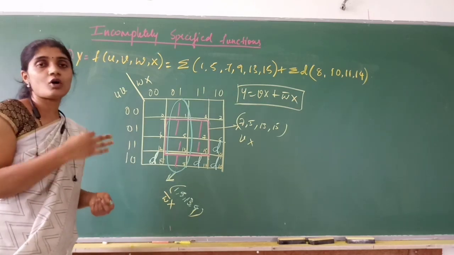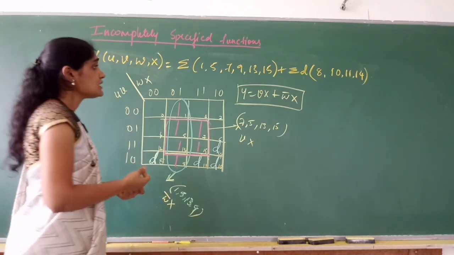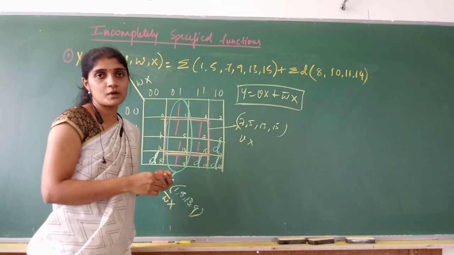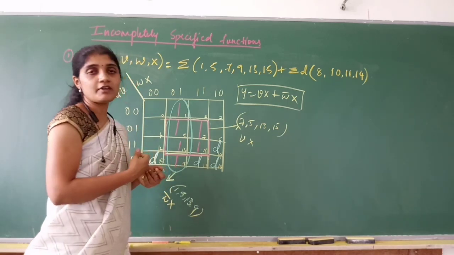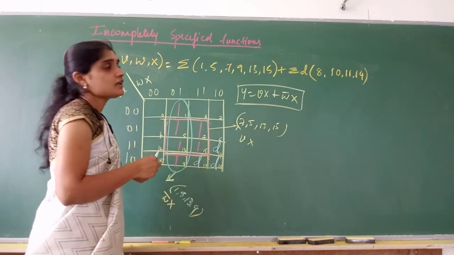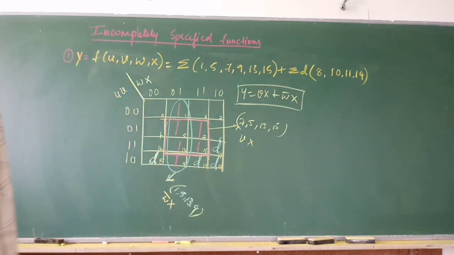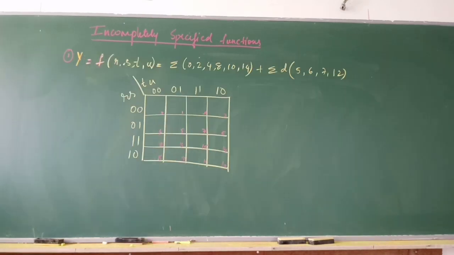Getting an idea about how exactly a don't care term has to be simplified when it is given in the equation. When an incompletely specified function is given, how exactly we can simplify using K-map. Okay. So let us take down one more problem on K-map. So this is the problem I have. Another problem on incompletely specified function.